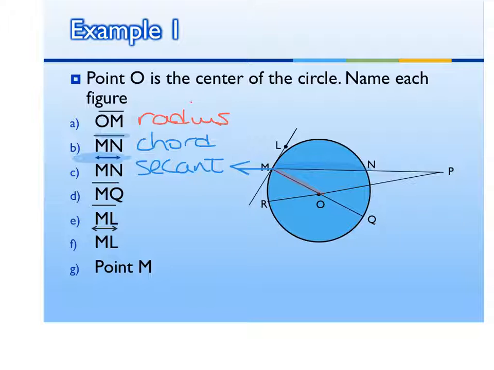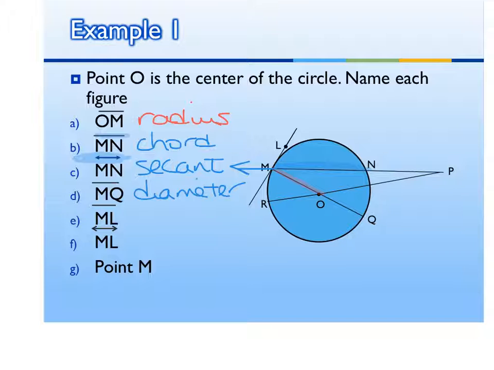MQ. Okay, it's a diameter. Again, it's a chord, but when it's a diameter, we need to name that it's the diameter. So we want the most specific name here. So this is a diameter.